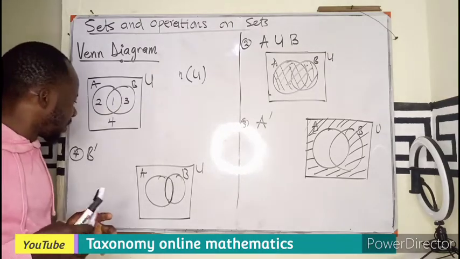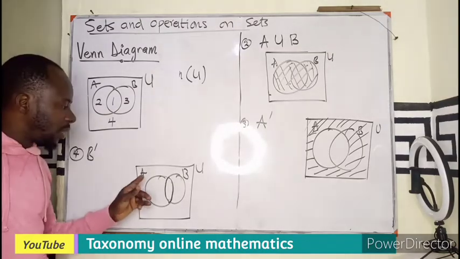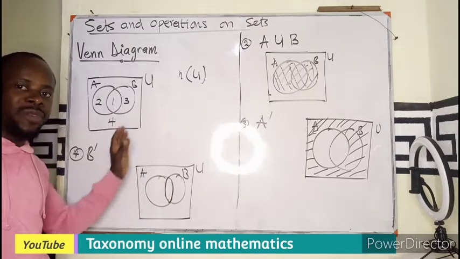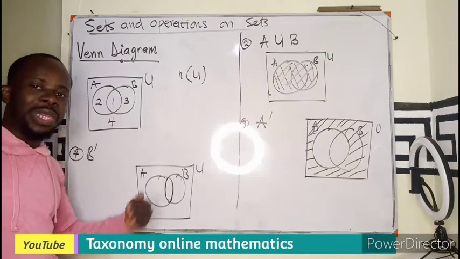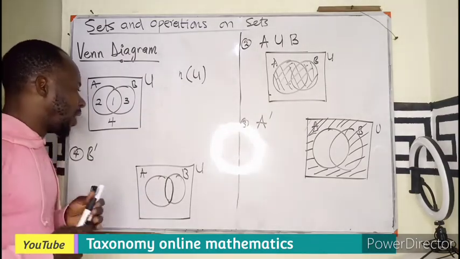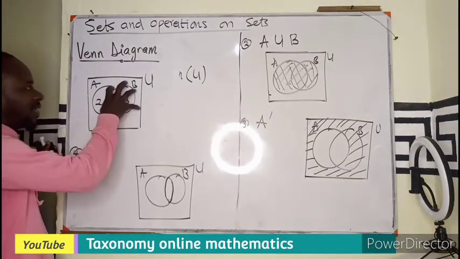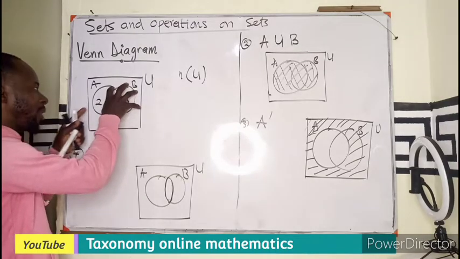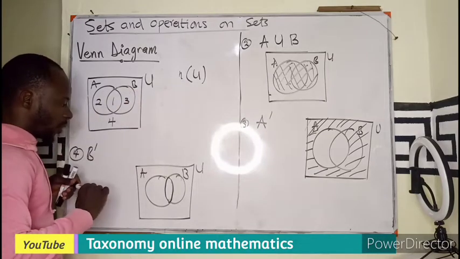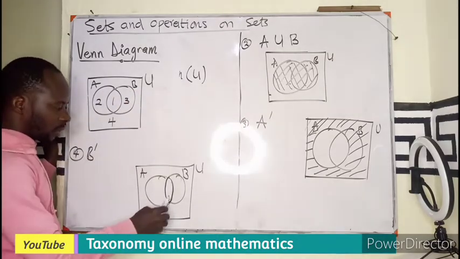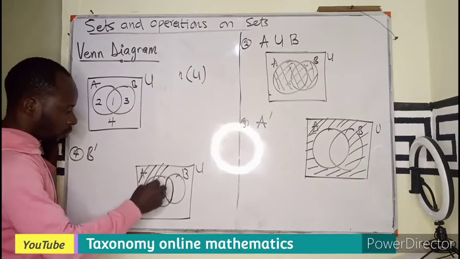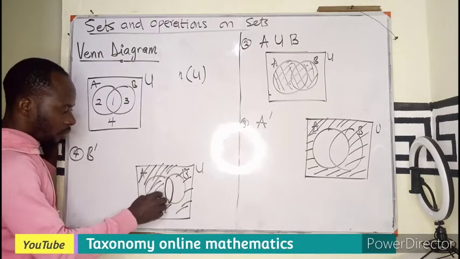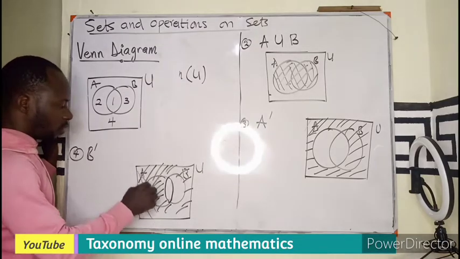B complement is the region outside B: elements that belong to the universal set but are not in the region B. You can also see that if you cover sets 1 and 3, the regions that are not in B will be region 2 and region 4. So right away, region 2 and region 4 will be shaded.